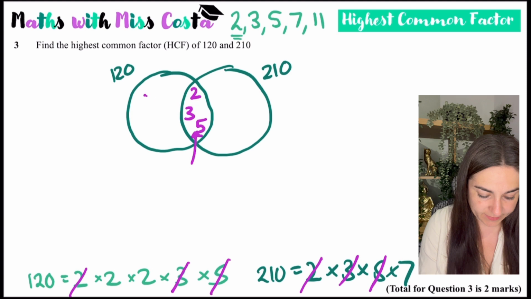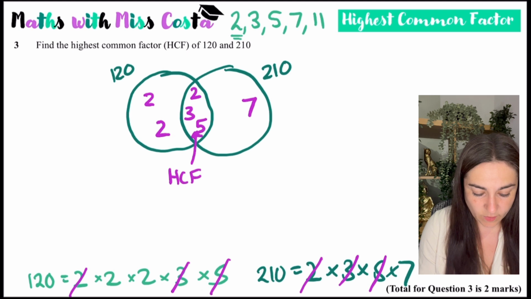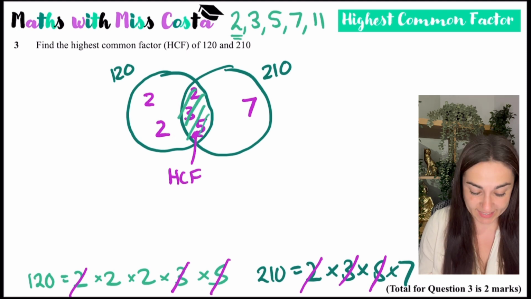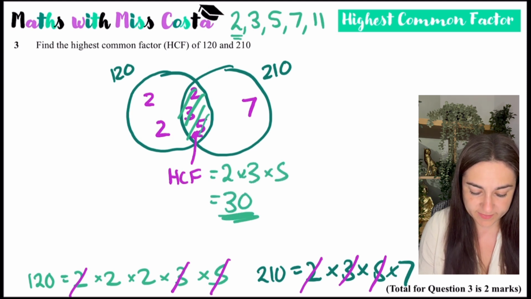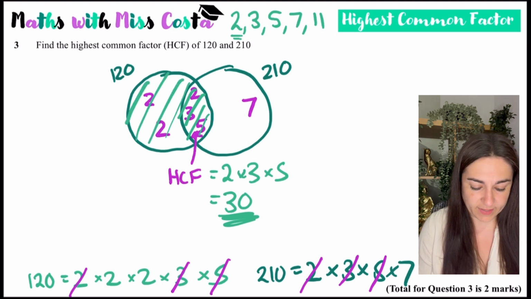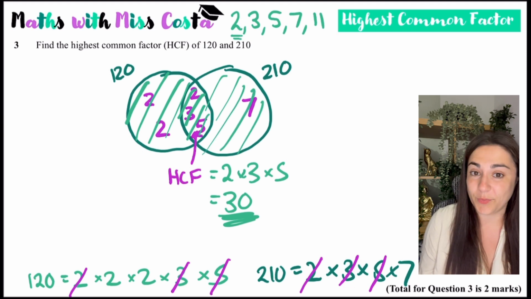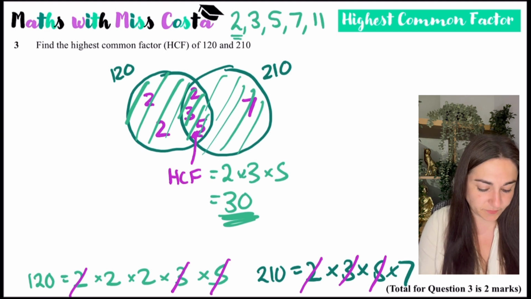What's left over is 2 and 2 for 120, and 7 for 210. So to work out the highest common factor, what you do is you multiply all of the numbers inside the intersection. So that would be 2 times 3 times 5, which is 6 times 5, which is 30. And if you were to do the lowest common multiple, then you'd multiply everything inside the Venn diagram. So that's how you'd work out the LCM, but the highest common factor is 30.